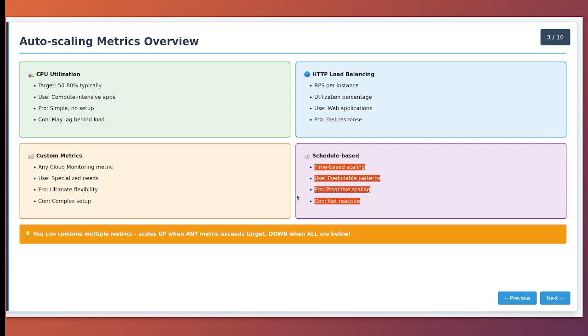You can also combine multiple metrics. The autoscaler will scale up when any metric exceeds its target and only scale down when all metrics are below their targets. This provides a safety net for complex applications.